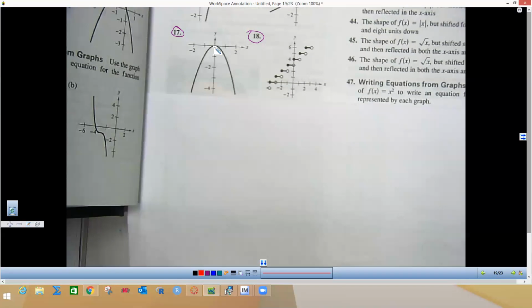So this is the x squared graph, which normally goes like this. And we actually had this in the example earlier. It's flipped upside down, so 17 is going to be f of x, or you can do y, as negative x squared, flips it over. Now let's look at this one. This could be 2 different answers.